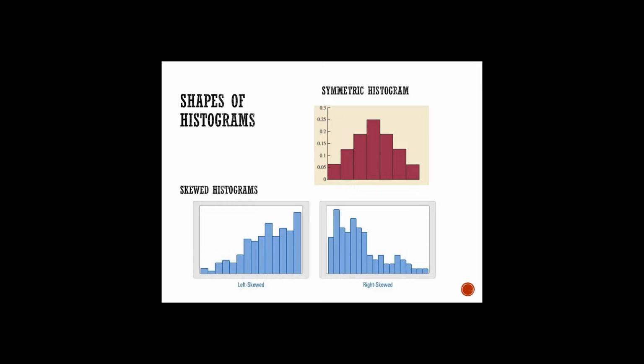Skewed means the data is either shifted to the left or shifted to the right. What you need to remember is that the skew is where the tail, the small part of the histogram, is. So the one on the bottom left is a left skewed histogram. That means that the tail of it, the smaller bars, are on the left side. The right skewed histogram has the smaller bars on the right side. That's the skew of the histogram. So wherever the skew is, that's where the tail of the histogram resides.